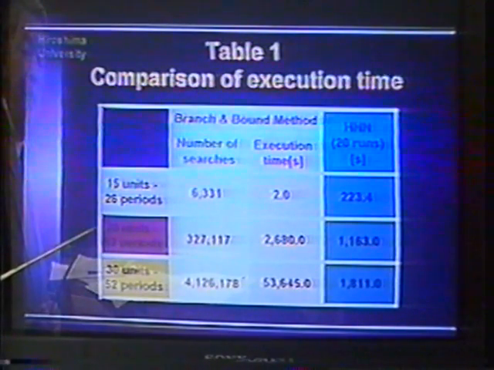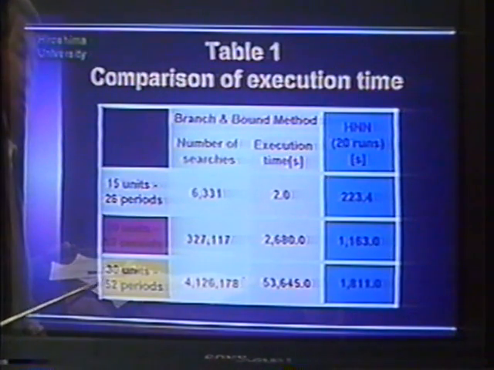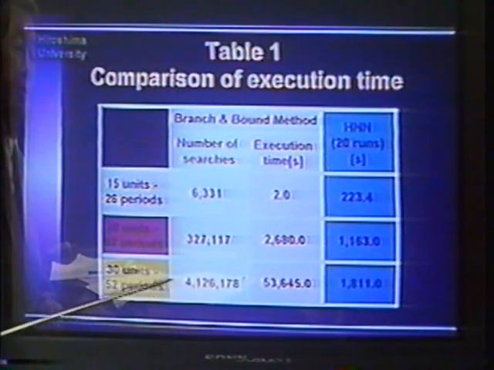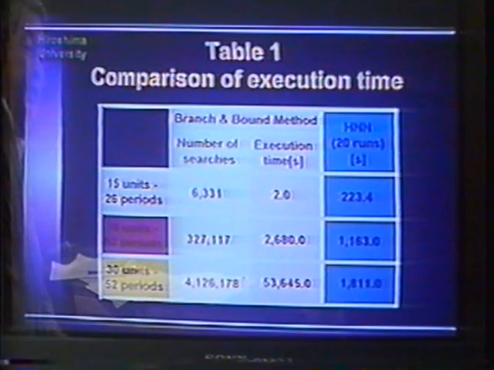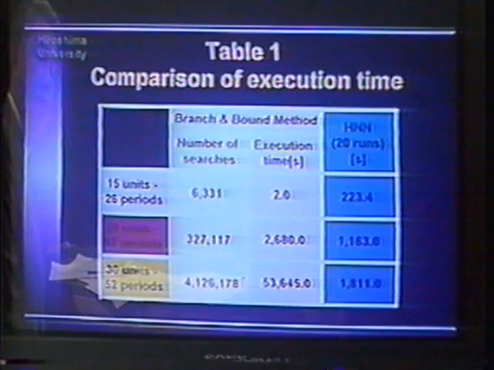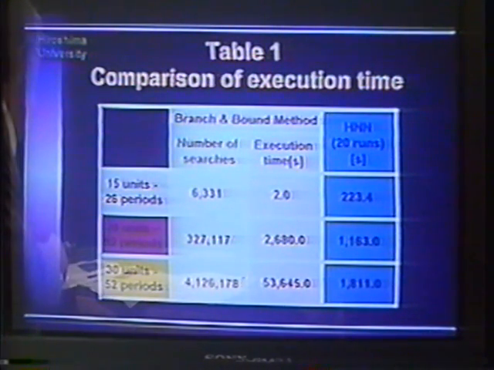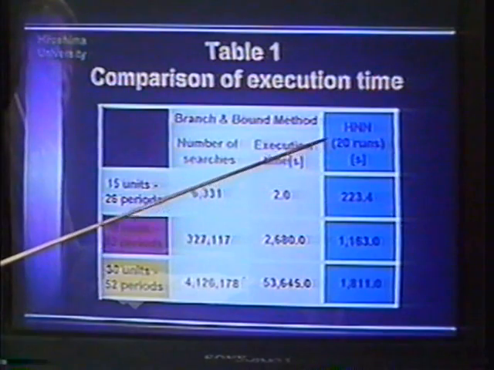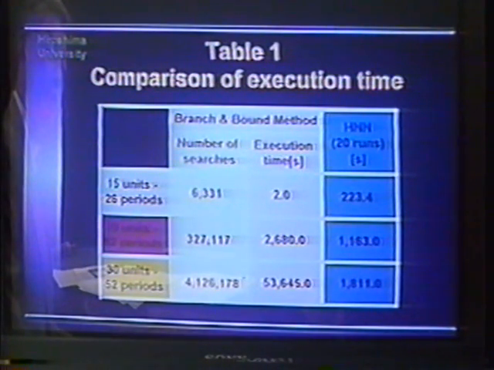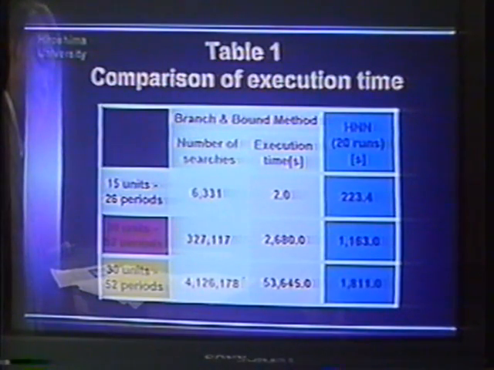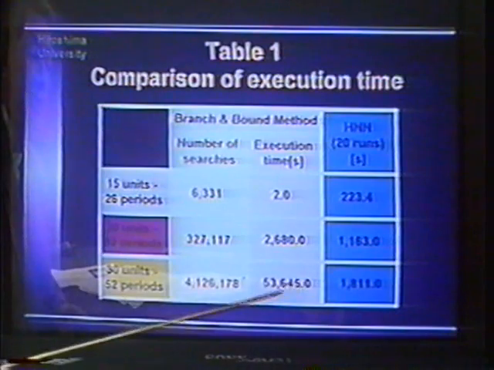And we also made another big problem, 30 units, 52 periods. In this case, the number of searches jumps up, and execution time is 53,645 seconds. According to my calculations, this is roughly 15 hours. If we run Hopfield neural networks to obtain suboptimal solutions 20 times, the time required is roughly 30 minutes. Okay, this is the profound time ratio.